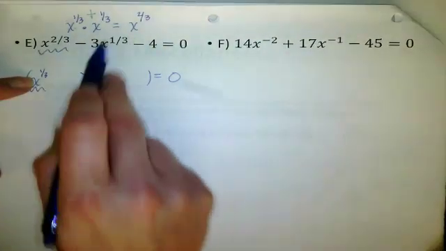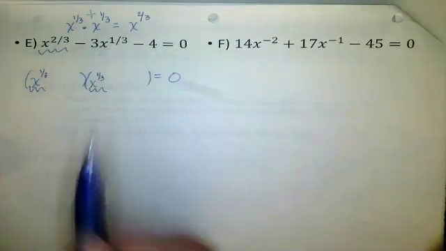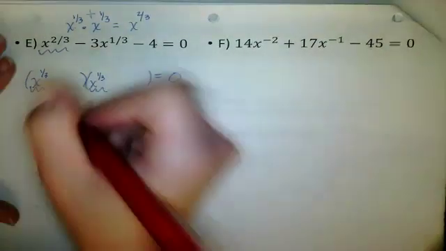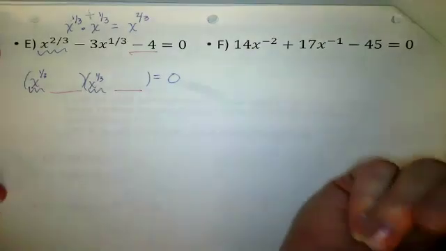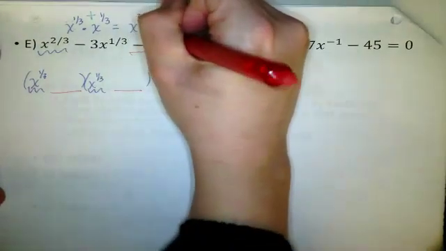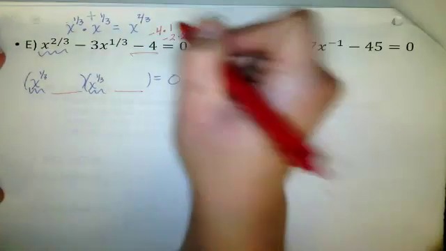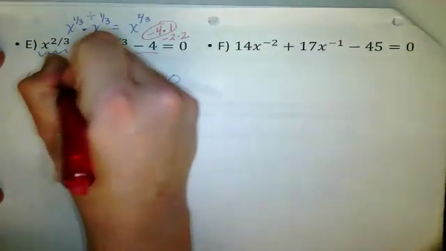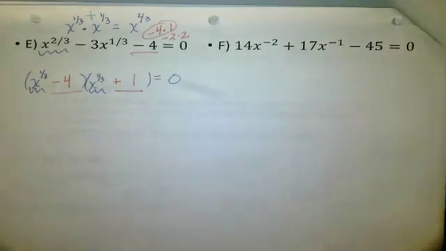Got a little cheater here. That's a good helper friend. Okay, that middle term. And then last times last has to be -4. What times what is -4? -4 times 1 or -2 and +2. Which one are we going to use? -4 and 1. So -4 and +1.